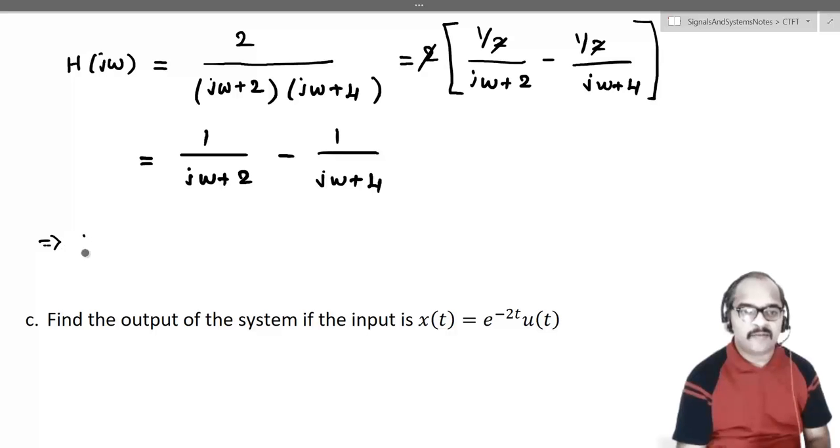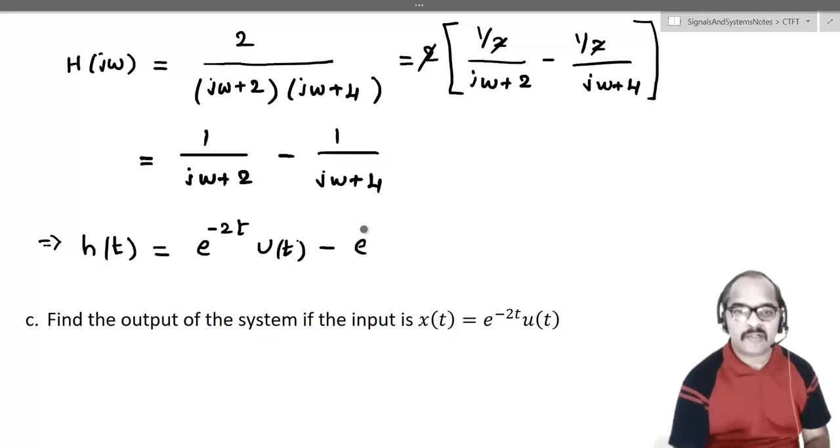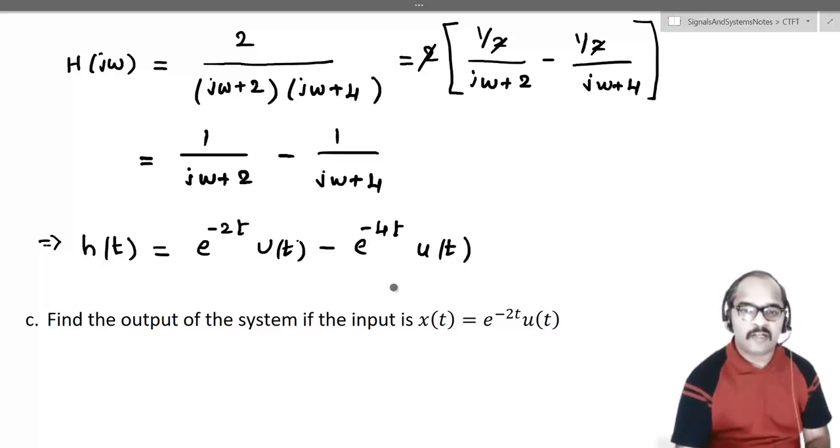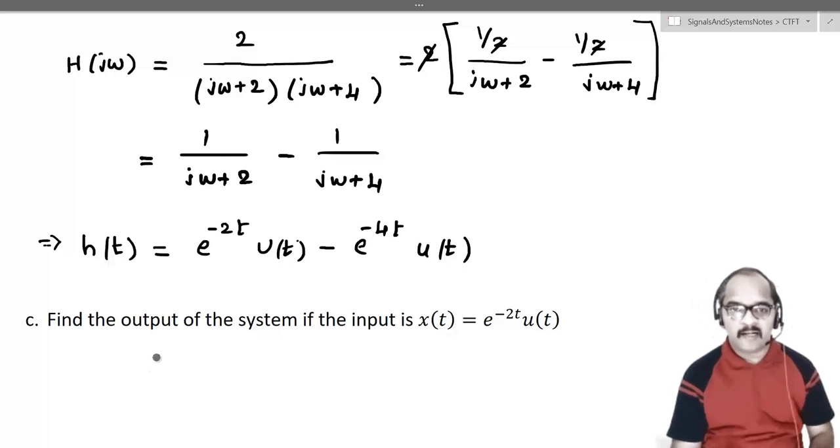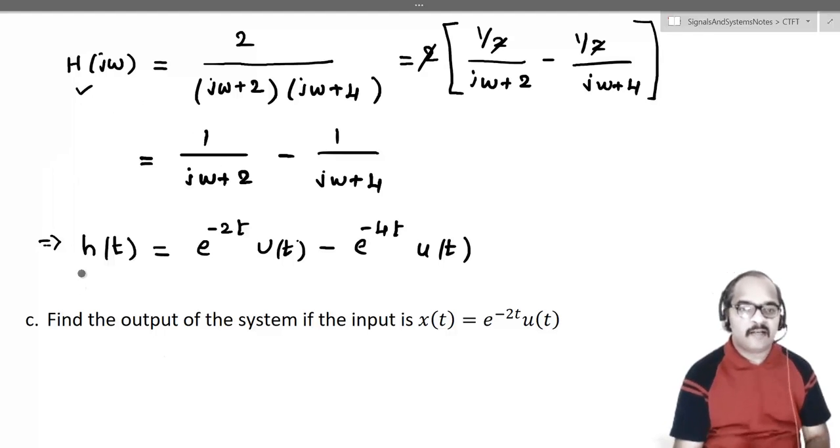So this implies the impulse response h of t would be equal to how much? Inverse Fourier transform. Which signal will have 1 by 2 plus j omega? e^(-2t) u of t, minus which signal will have 1 by 4 plus j omega as the Fourier transform? e^(-4t) u of t. So that would be the impulse response of the LTI system. Okay, so in that way, from frequency response we can get the impulse response of the system.